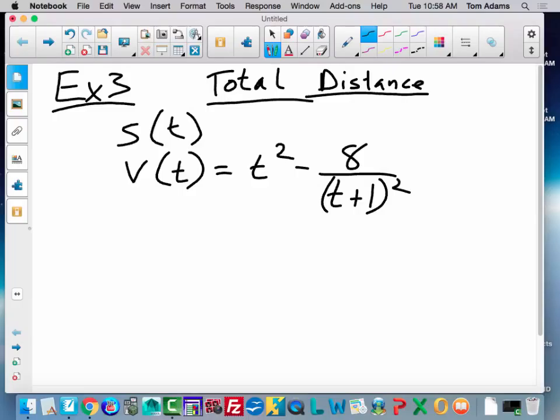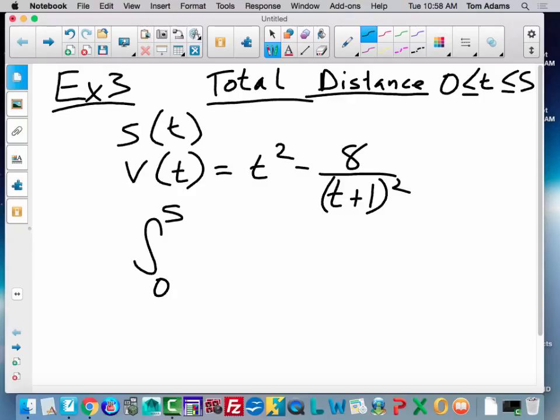So to find the total distance, essentially what we have to do is evaluate it from 0 to 5. Remember in example number 1, let me just restate it. Example number 1 said there's a particle in motion. It moves in a linear path. The model or function of the velocity is v of t equals t squared minus 8 all over the quantity t plus 1 raised to the second power.